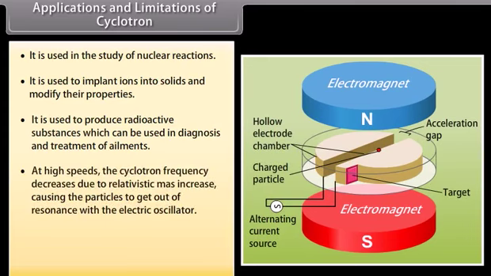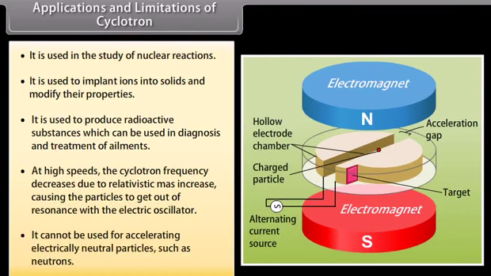At high speeds, the cyclotron frequency decreases due to relativistic mass increase, causing the particles to get out of resonance with the electric oscillator. It cannot be used for accelerating electrically neutral particles such as neutrons.